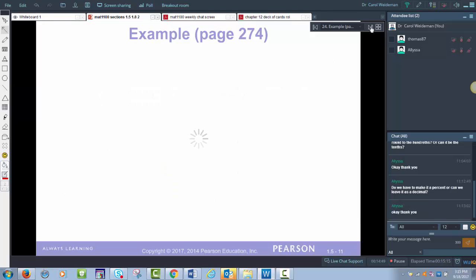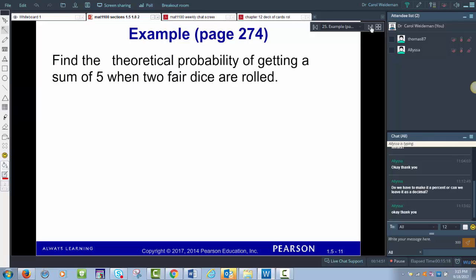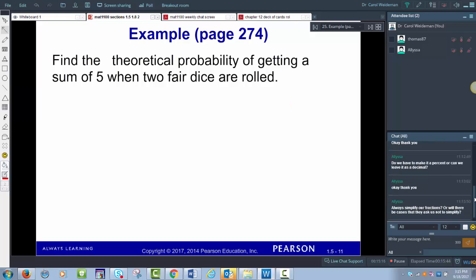Let's see if I have some more on this one. I think I have a different example. Alicia has a question, that's why I'm waiting. Yes, you're always going to simplify. I think they're always going to ask you to simplify the fraction, definitely.